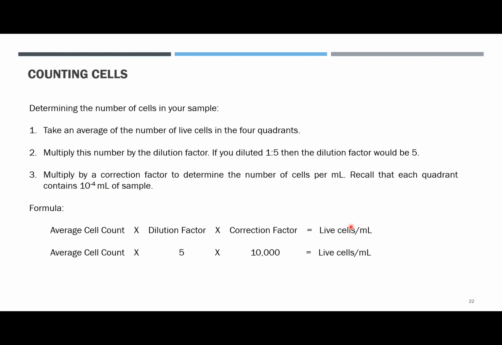Oh, okay, so sorry to reiterate. Number of cells in the quadrant multiplied by 10 to the fourth. Exactly. So what is it? 10 to the 4, yeah, right here. To correct for the fact that we were only looking at this small volume, and we want to actually know how many cells per milliliter overall. That's correct.